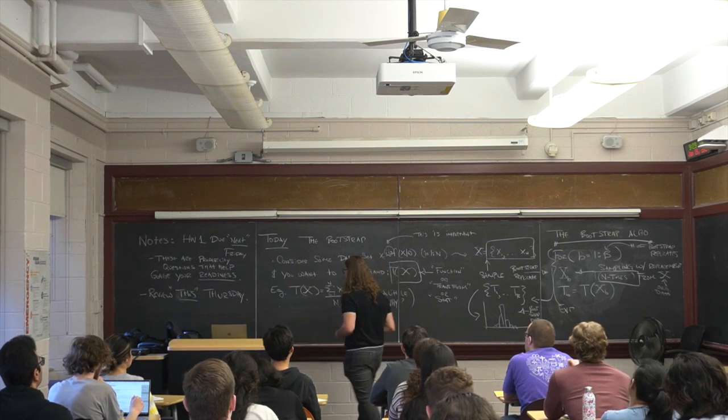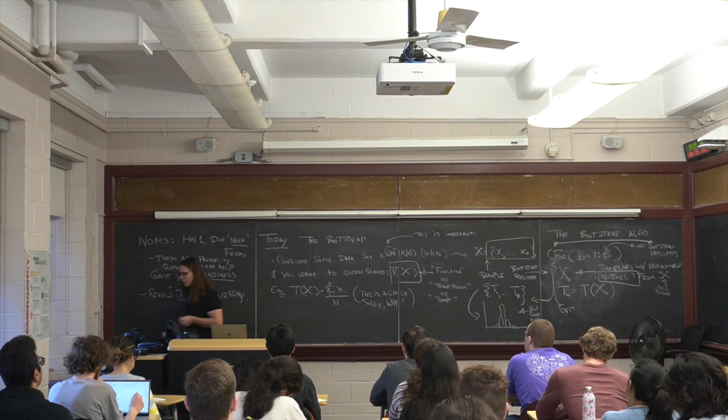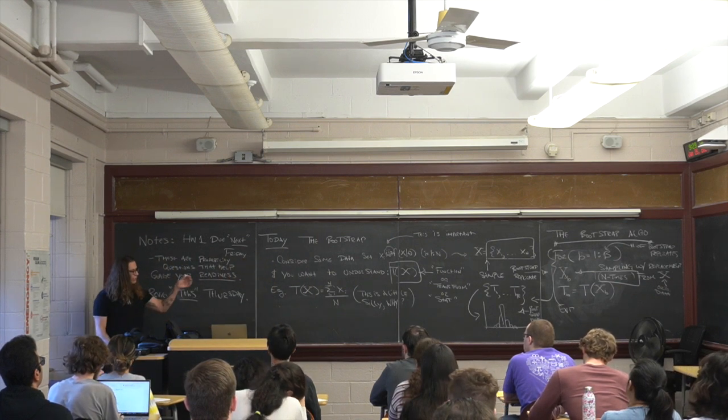Okay, one thing I want to point out is there's two types of asymptotics in this. There's n and there's cap D.